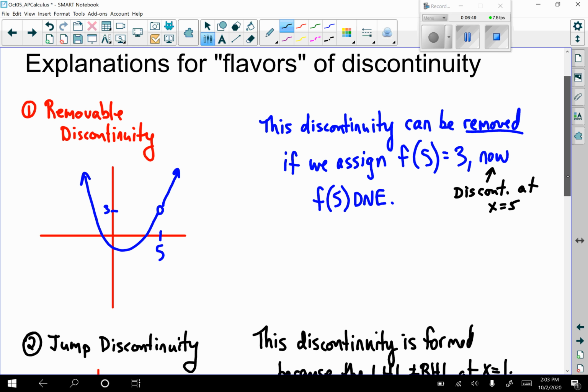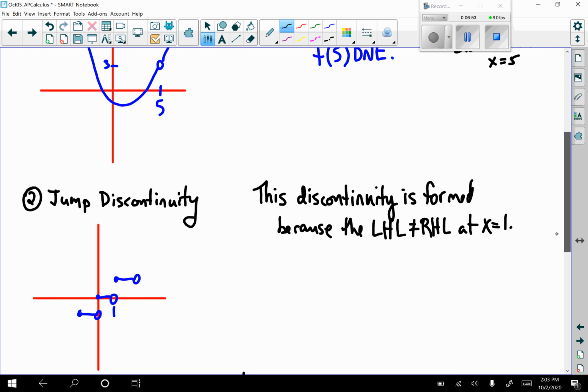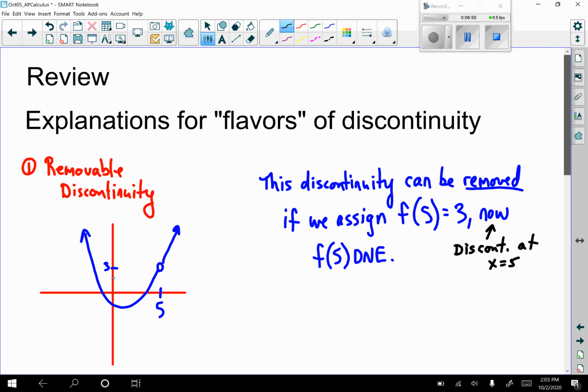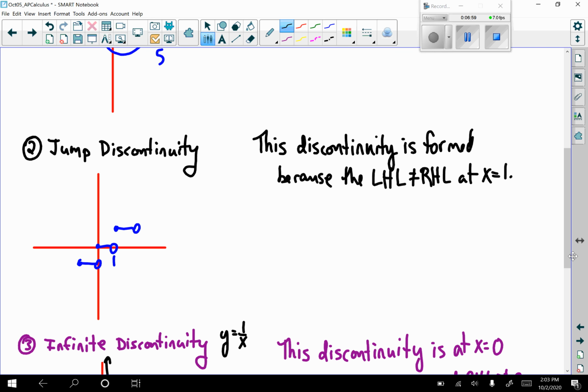Next, we have a jump discontinuity. What causes this type of discontinuity? It's when the limits are not equal. So notice again, I put a special x value here, so I want to talk about that. So we would say this discontinuity is formed because the left-hand limit does not equal the right-hand limit, specifically at x equals 1, or I could say x equals 2, or x equals 3.